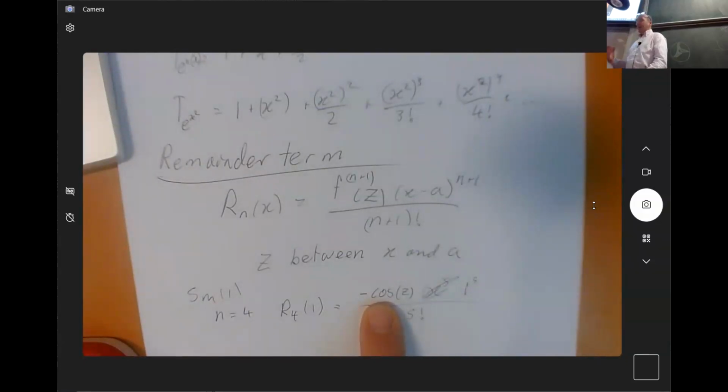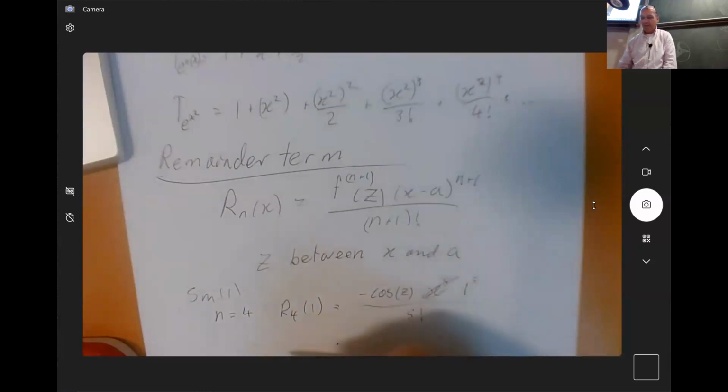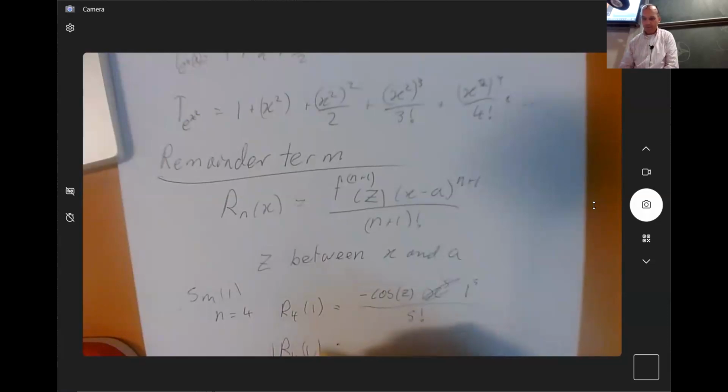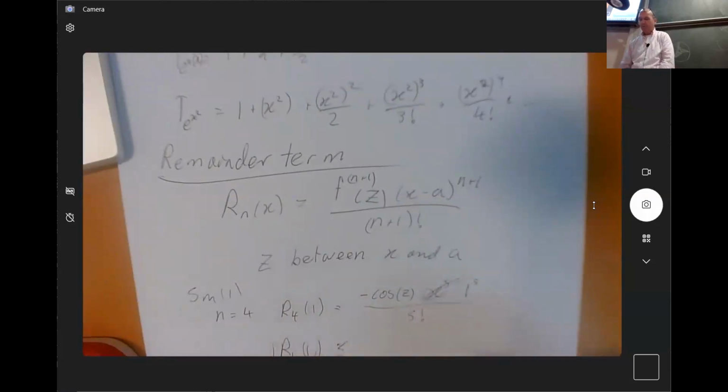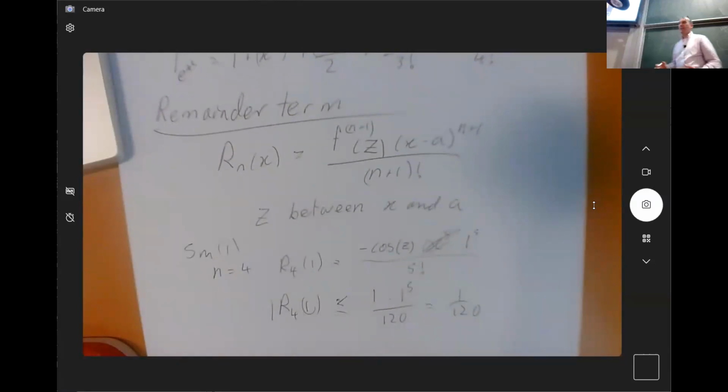In this case, z has to be between 0 and 1. Doesn't really matter: at 0, cosine is 1, and cosine is never getting bigger than 1. So I'm going to replace this with 1. I'm going to say the absolute value of this thing is less than or equal to 1 times 1 to the power 5 on 120. And so I can know that this thing is accurate to about 2 decimal places.